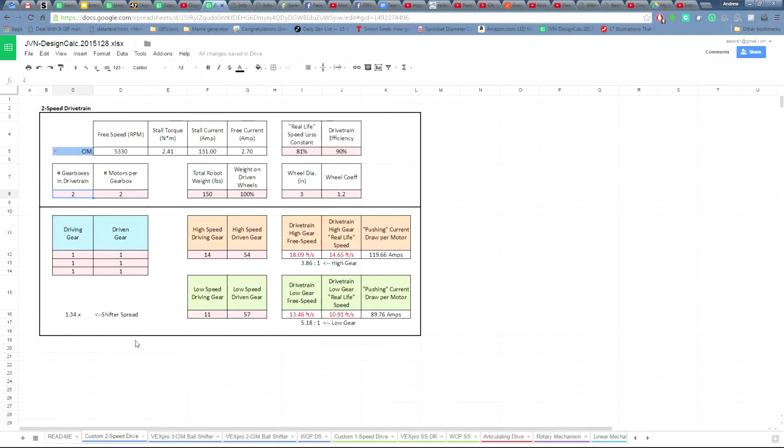Over here, I would touch this: number of gearboxes in drivetrain and number of motors per gearbox. It's pretty self-explanatory. It's going to say, alright, let's say I have a theoretical West Coast drive. I have 2 gearboxes, one on either side, and I have 2 motors in each. So that's going to be a total of 4 motors, 4 sim motors in this case.